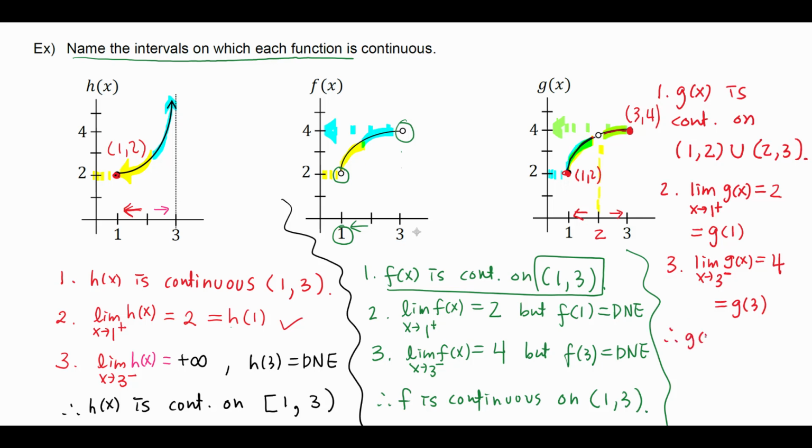Conclusion, g of x is continuous on the closed interval 1 to 2. However, the function is not continuous at 2 because g of 2 does not exist. So union, 2 is not included, 2 to 3 is included.